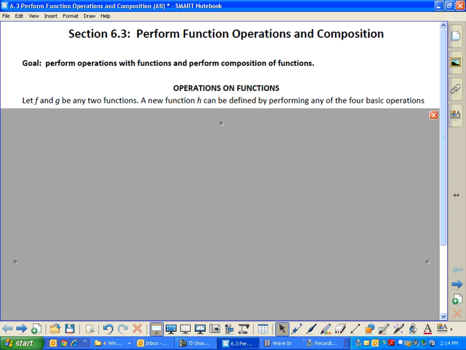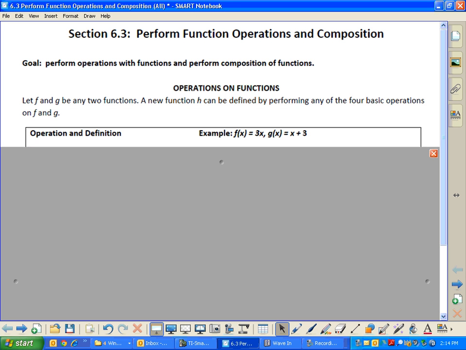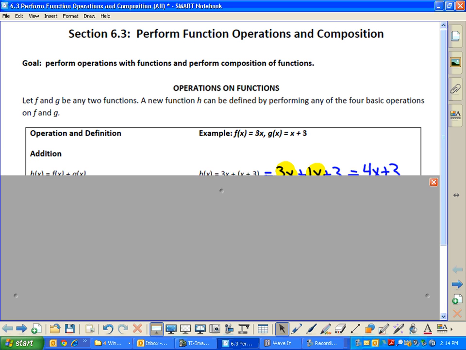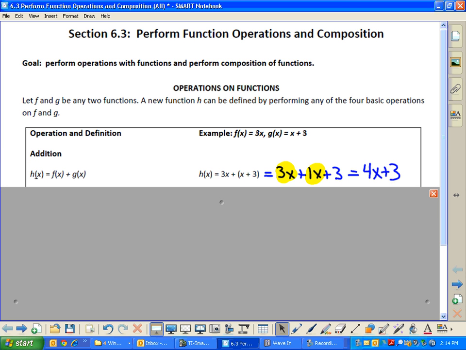It says let f and g be any two functions. We can actually form a new function h, and it can be defined by performing any of our four basic operations. So when we add our functions together, you might see here we have h of x could be f of x plus g of x. It's just as simple as adding our polynomials together like we did in chapter 5.